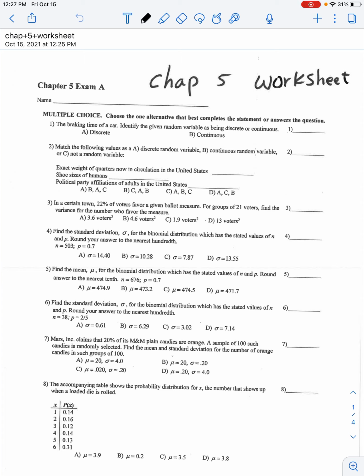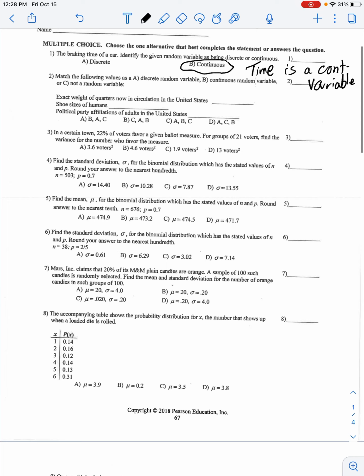Let's do number 1. The braking time of a car. Identify the given random variable as being discrete or continuous. So when you are talking about time, time is continuous. On the test, if I ask you to show work, which I always do, you say time is a continuous variable. Okay.